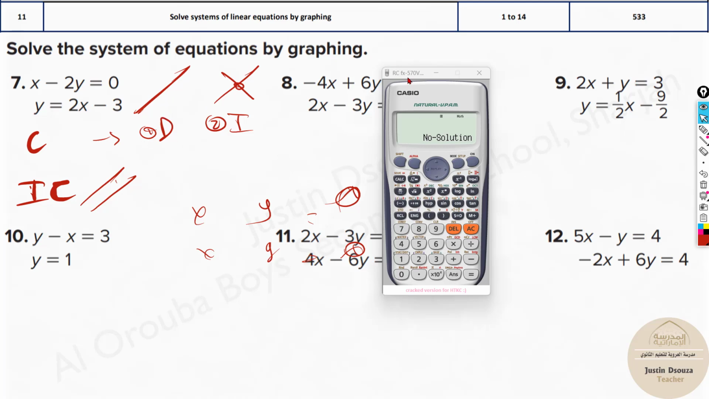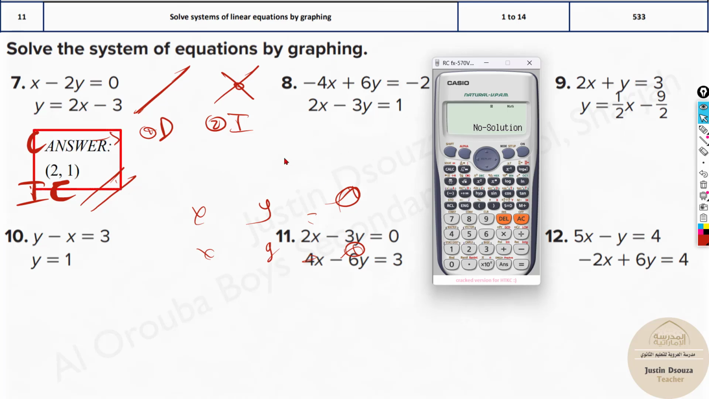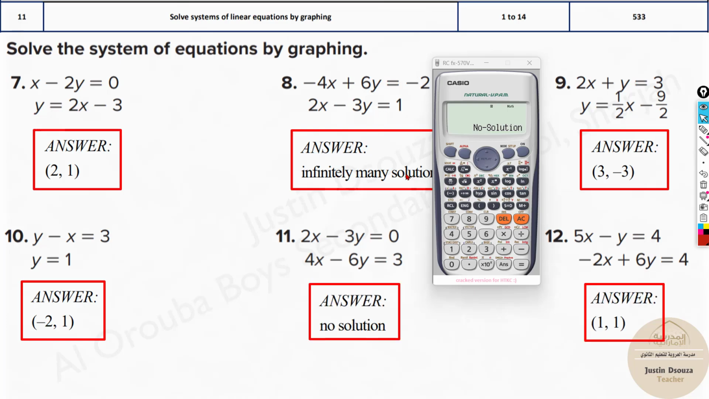So these are the three cases. Easily you can check the answers from the options. So these are the solutions over here.